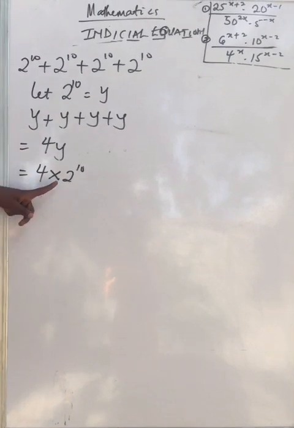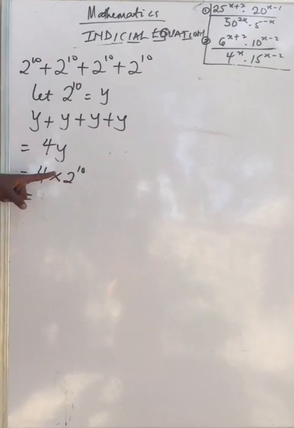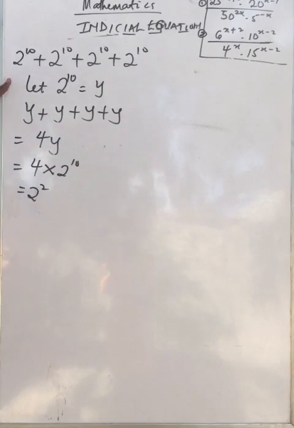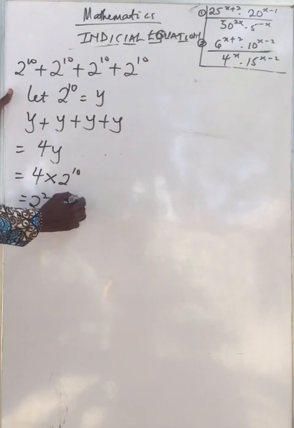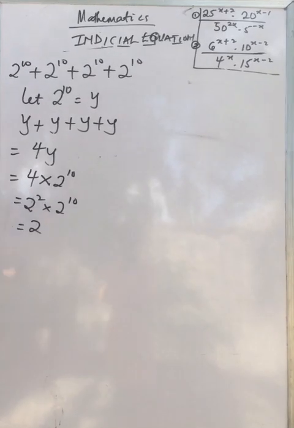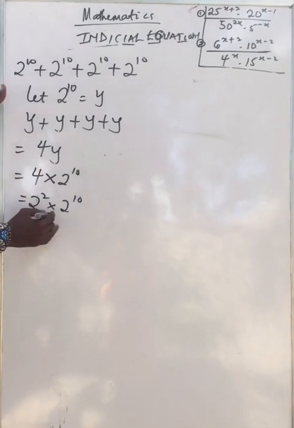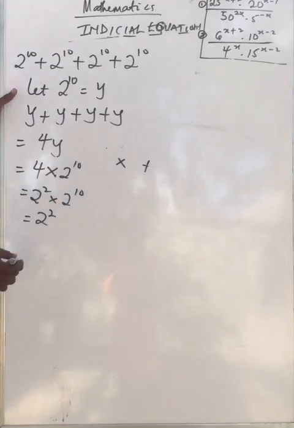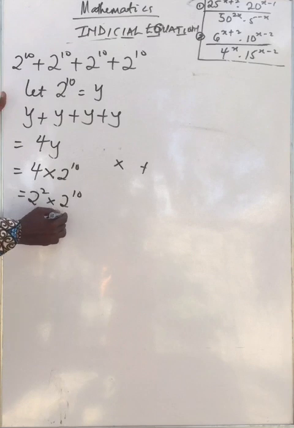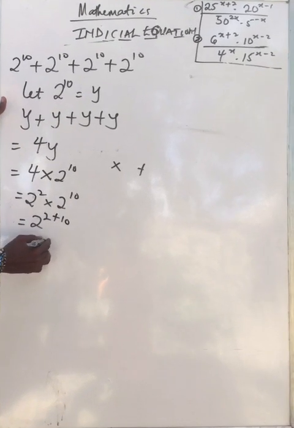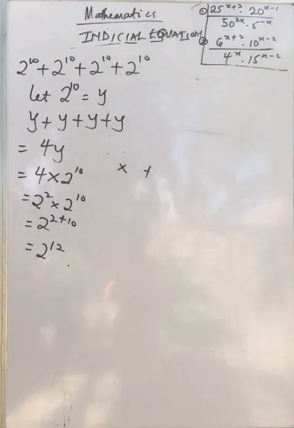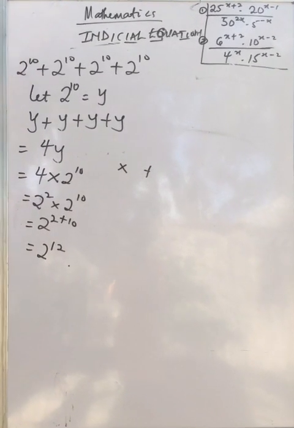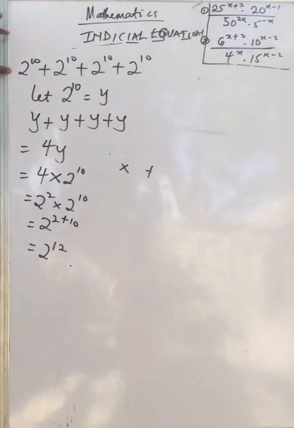Now remember, I can actually express 4 in terms of 2. Remember, 4 is 2 times 2, which is 2 raised to power 2, times 2 raised to the power of 10, which ends up giving you, according to the law of indices, 2 raised to power 2 plus 10, because multiplication induces addition. That gives 2 raised to the power of 12. So I believe with this concept, you can solve as many problems as you can involving indicial equations of this sort.